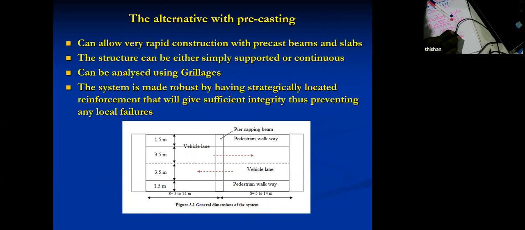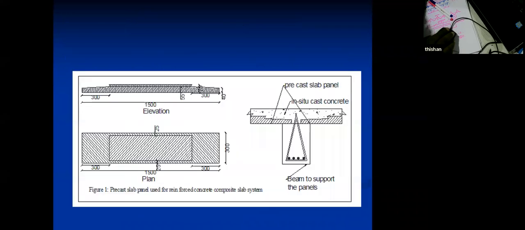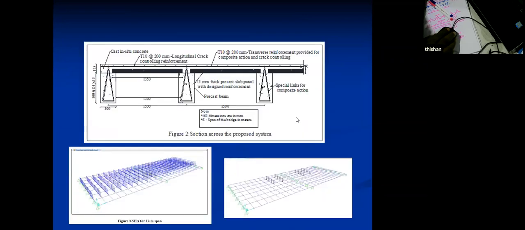And so the solution is precasting, and a bridge has been selected with 3.5 meter wide roads, 1.5 meter wide pedestrian pavement. And the kind of slab is like this. And here you can see a very similar arrangement. And then you can see the arrangement of the bridge and how it can be modeled with a grid of beams.